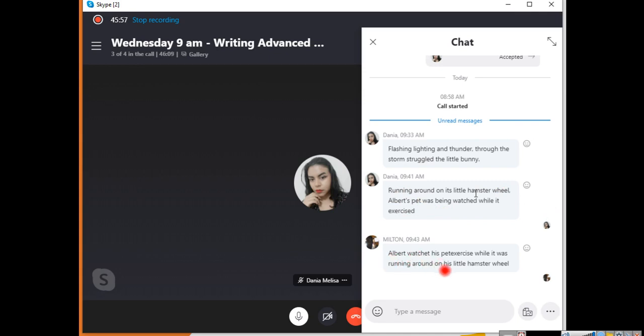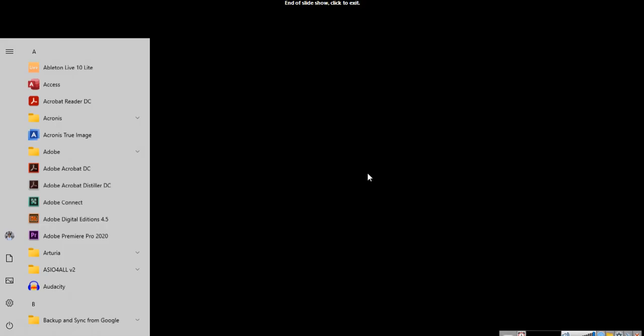And Milton. Albert watched his pet exercise while he was running around on his little hamster wheel. This is actually good, but you're not doing the descriptive, the modifier phrase. The modifier phrase is running around on his little hamster wheel. So you're supposed to leave that untouched. After that comes the subject. In this case, it is the hamster, the critter, the rat, whatever you want to put. The idea is to fix it. And that will be it, guys.